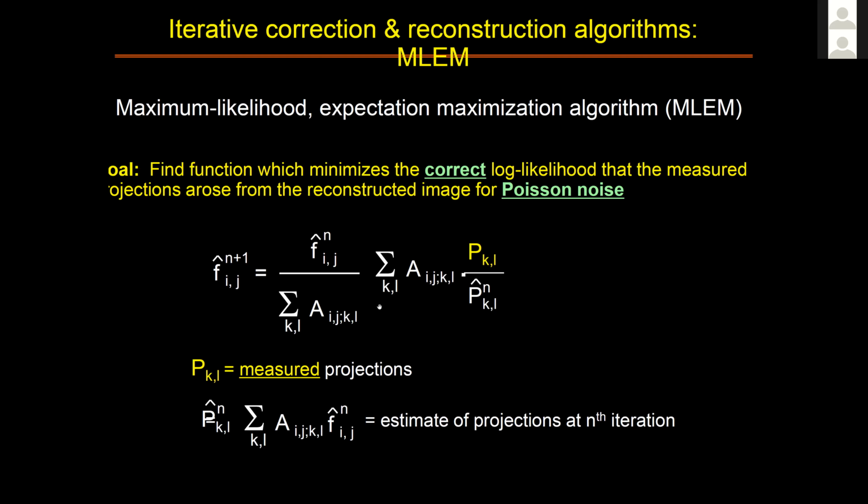This is basically the projection of your estimated image, and this is your estimated sinogram. You calculate the ratio of these two, and you use the transpose of your system projection to transpose this difference into image space, and then normalize by the sensitivity of your system, and use that to adjust your current estimation. This is the MLEM algorithm.